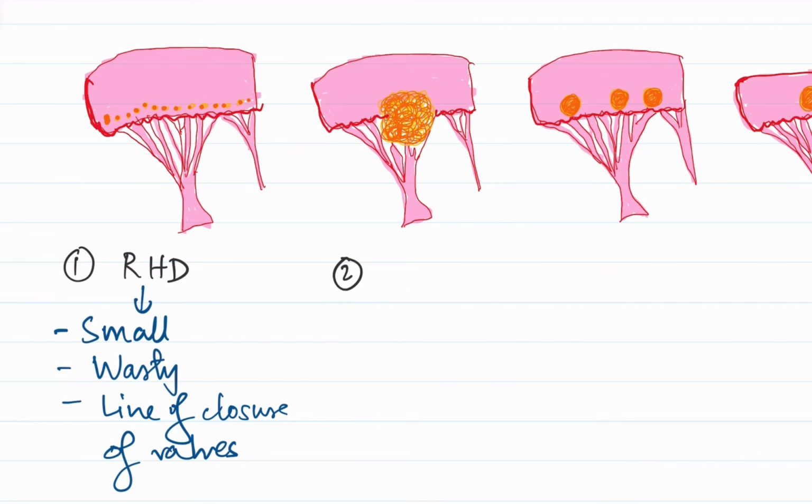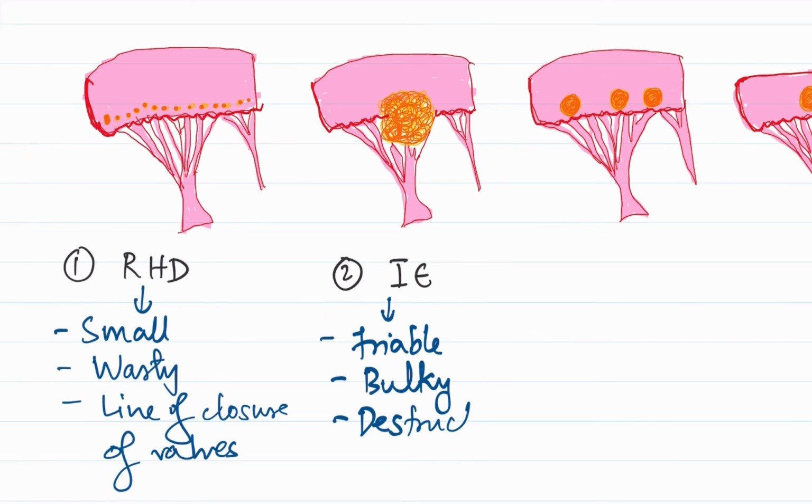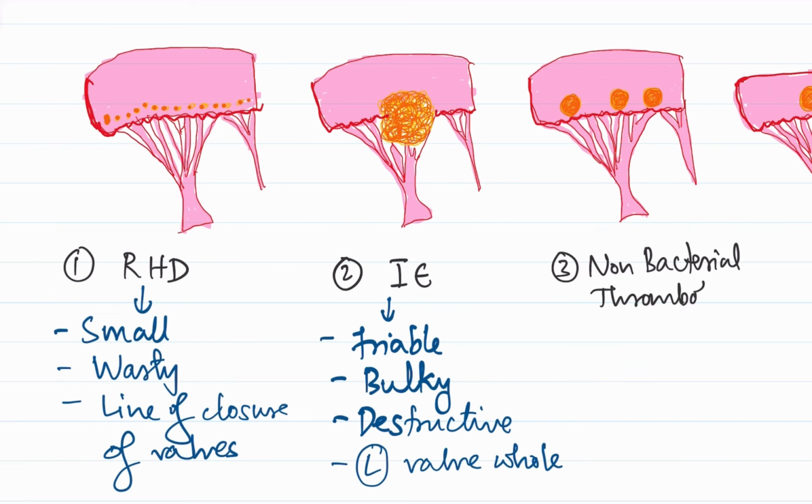Now coming to infective endocarditis, we have learned about that in this video. There are 3 points. First one, they are friable, they are bulky, they are destructive. And their location, we have said they are mostly located on the left side of valves, and they usually involve the entire valve, the leaflet, the chordae tendineae, and the whole of valves, and even the endocardium might be involved.